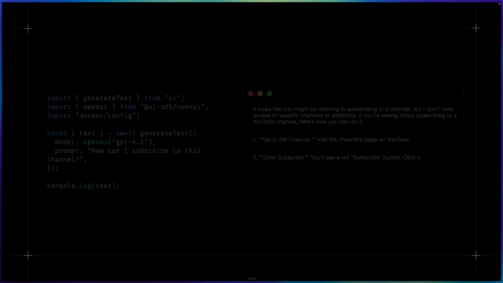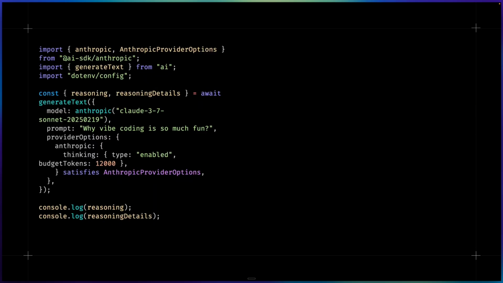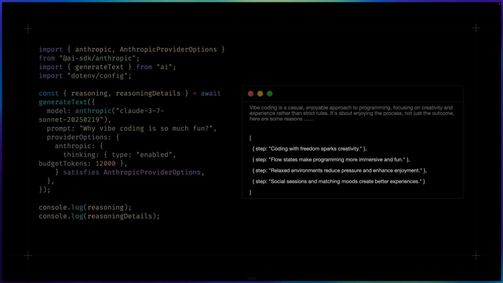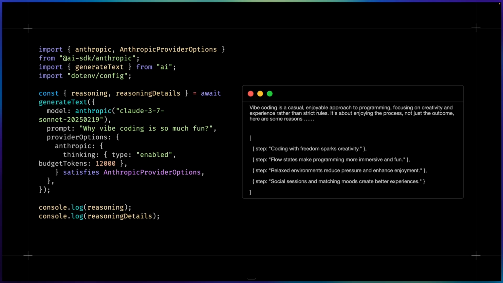Two other important fields are reasoning and reasoning details. Reasoning is the model's thought process, why it made the choice it did. Reasoning details goes deeper. It's usually an object showing the steps the model took to reach that output. Now make sure you're using a reasoning model. In our case, it's Sonnet 3.7. If not, these fields will return undefined.